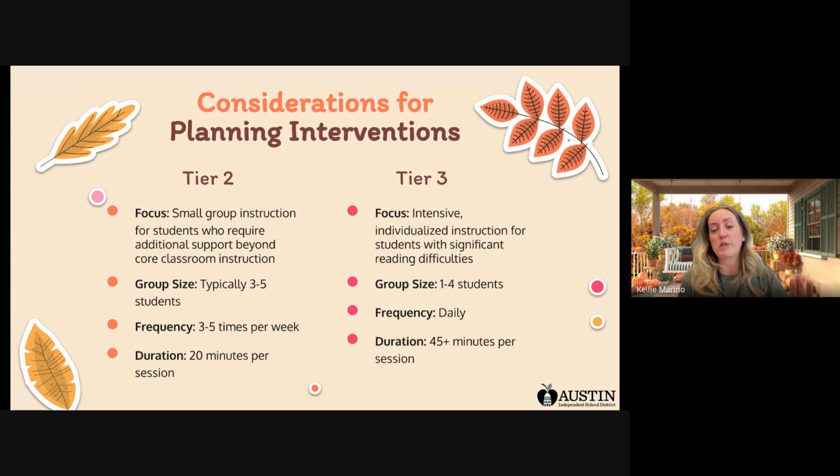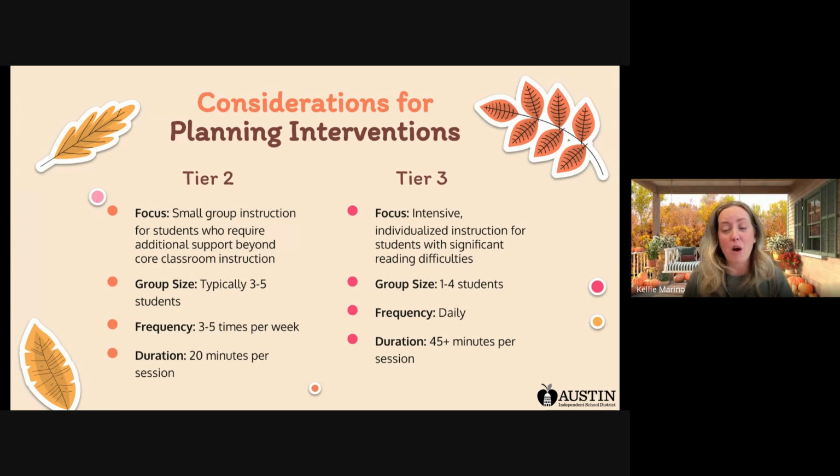The resources and the plan I just presented to you would be a more tier 2 focused lesson. Now, you can take that resource and push it into a tier 3 category, which means that the focus is intensive, individualized instruction for students with significant reading difficulties. Notice here that my group size reduces down to 1 to 4 students, and my frequency goes to daily with a duration of 45 plus minutes per session.